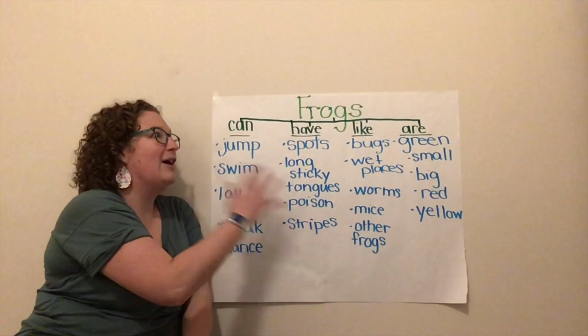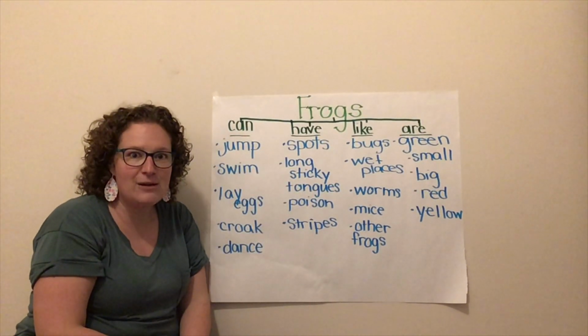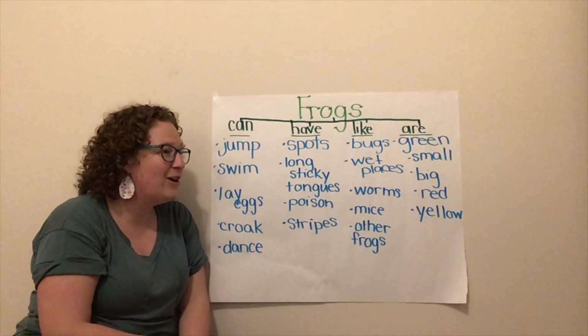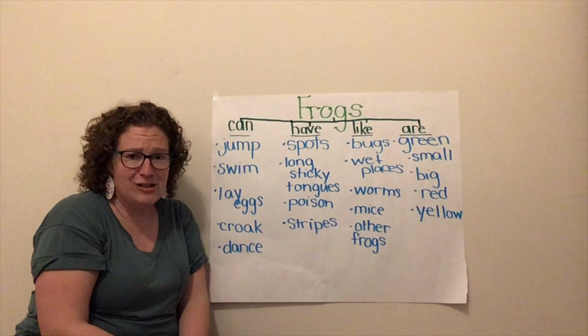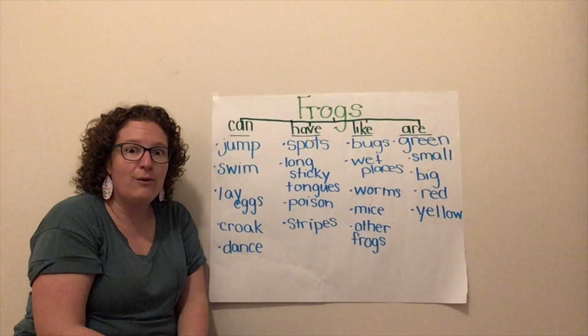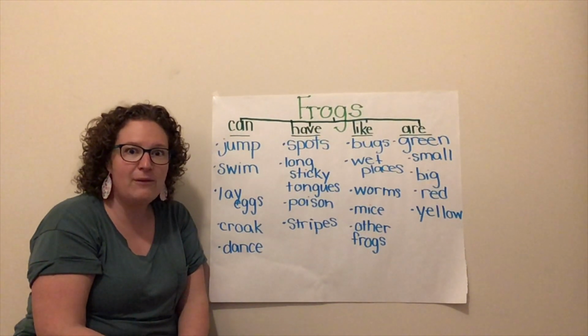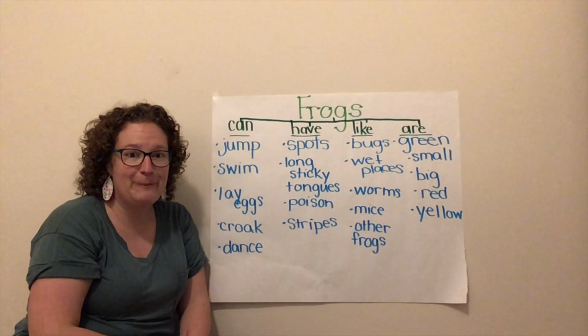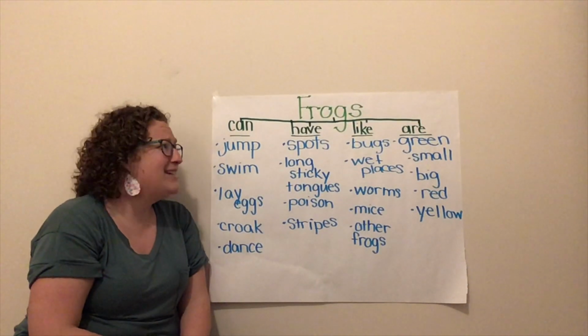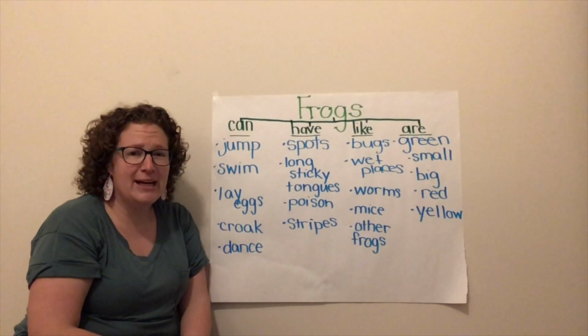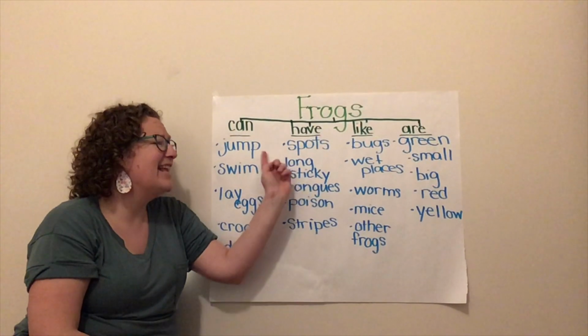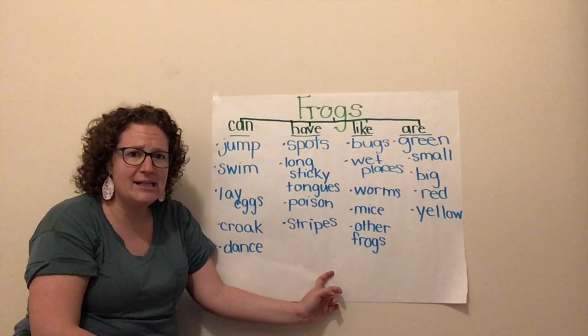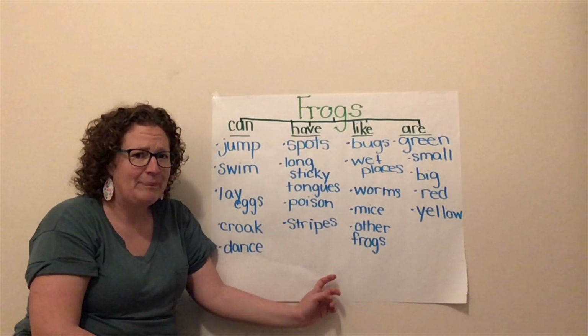This could help us write our own nonfiction book about frogs, or we could even use what we know about frogs to write a fiction story about a frog. We can write about how one day we were turned into a frog, if we want to use our imagination. So this tree map really helps organize our thoughts. We know the main idea and then look at all of those details that help support the main idea.